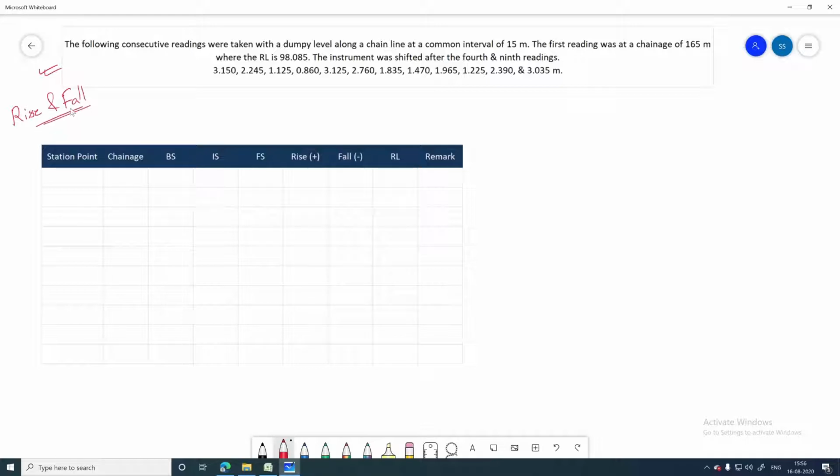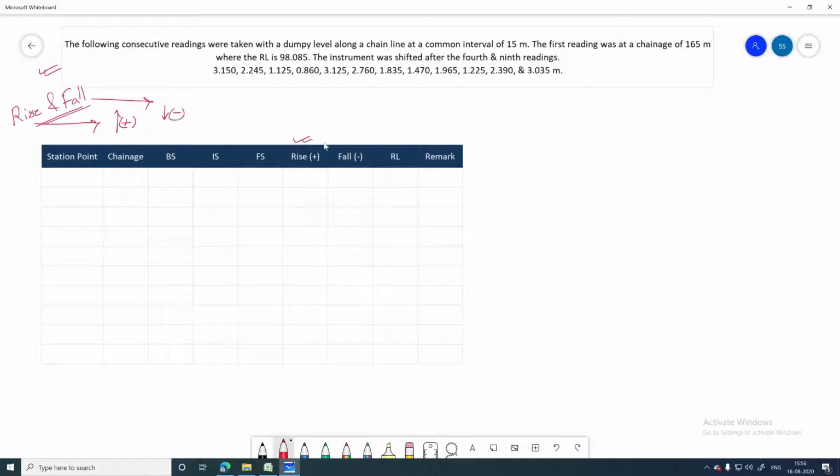By the name itself it is signifying that in case of rise, we have the higher elevation value, and in case of fall we have the lower elevation value. In rise it is denoted by the positive sign and the fall is denoted by the negative sign.